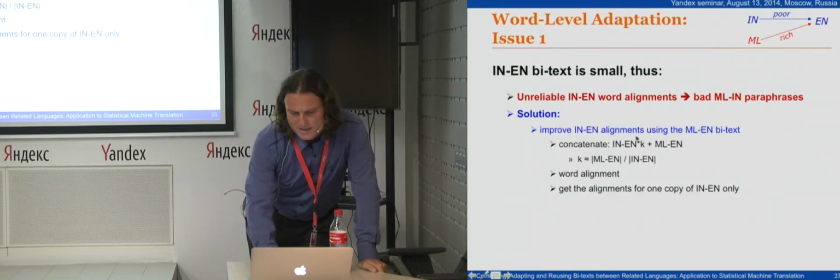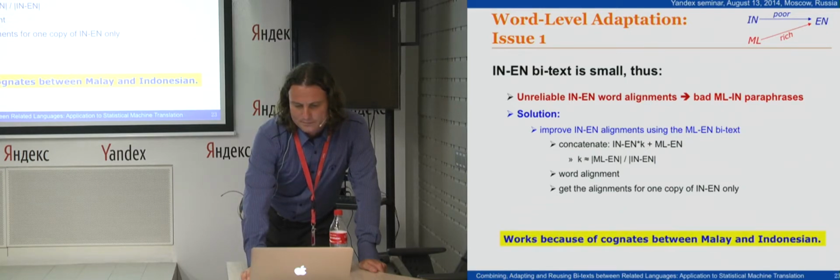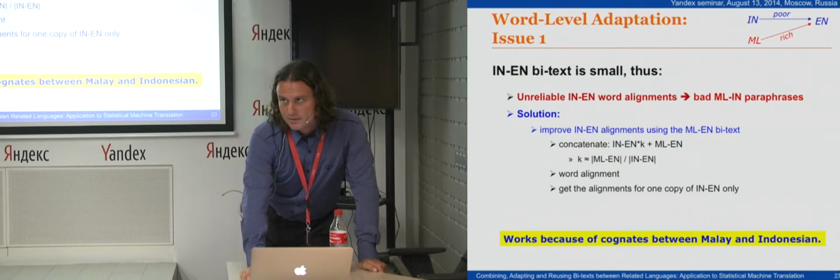So what you can do, and I'll describe this technique a little bit later, is generate better word alignments using the Malay data. You take the Indonesian English data, repeat it several times, add the Malay English data to it, and learn word alignments from that. And then you throw away the extra data and you get improved word alignments. This works because there are many cognates between Malay and Indonesian. There are many words that are common between the two languages.